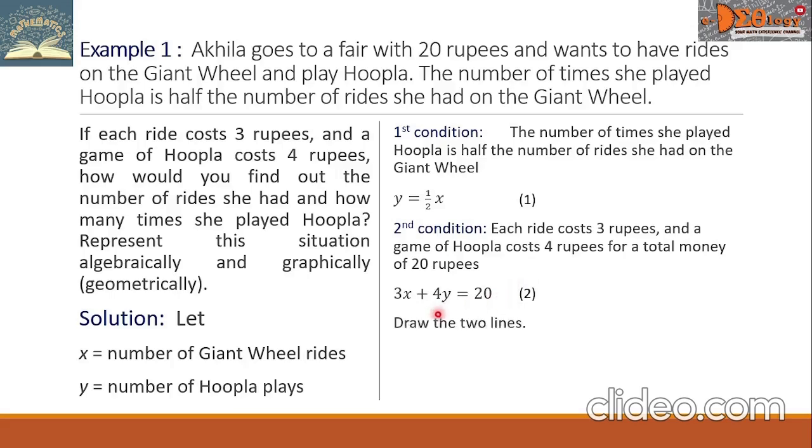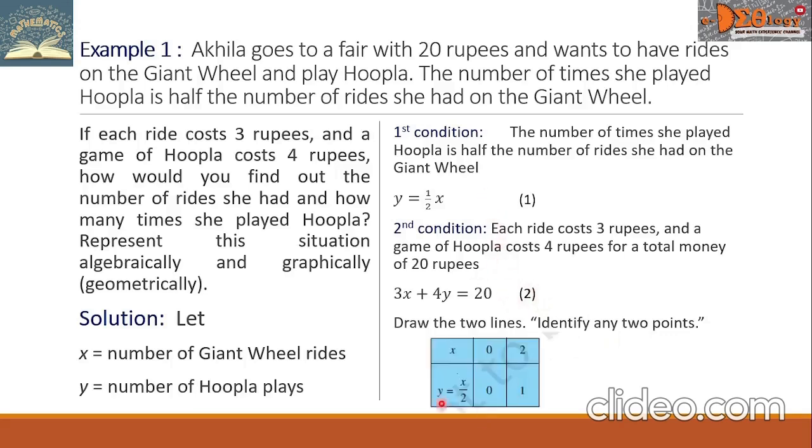Now, we're going to draw the two lines. As per the process, we're going to identify any 2 points of the line. Let's begin with the first one. This is our table. The first row is for the x, the second row for the y. For the y here, we will copy the equation down here. Then, we assign value for x. Let x be 0.